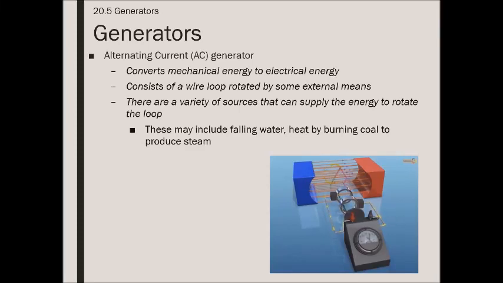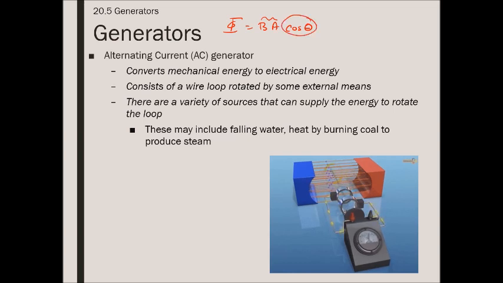One big application of this motional EMF and induced current is the generator. This is how all generators generate electricity, in that we are changing the magnetic flux. So remember, flux is defined as BA times the cosine of theta. B and A are constant for this loop. We are changing theta by rotating it.